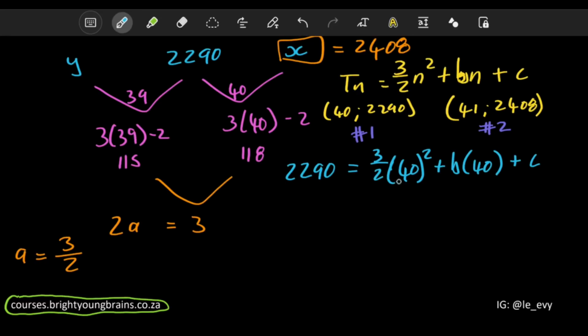2,400. So this value, if you take it over, is going to be 2290 minus 2,400. It's going to give you -110. And then this is equal to, the b also goes over, so it's -40b, and then this is what c is. This is from you using the first coordinate, if you can think of it that way.